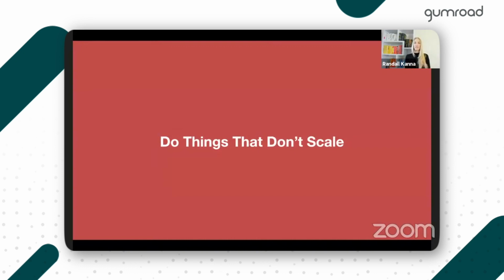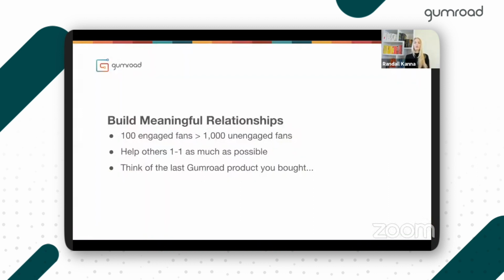And we'll be answering your questions one-on-one, and you can always join our Circle community as well, and we'll be answering questions there. So this is something we like to do, things that don't scale, and it builds a better, more meaningful relationship. Because like I said earlier, if you have 100 engaged fans, it's better than 1,000 unengaged fans. And if you have 1,000 highly active engaged fans, it's better than 100,000 fans that don't really care about what you're doing.